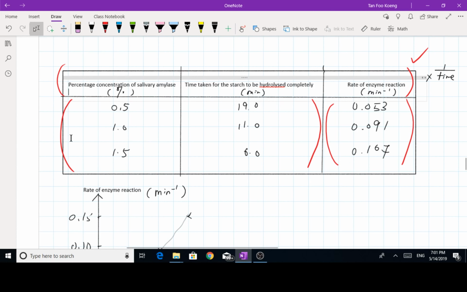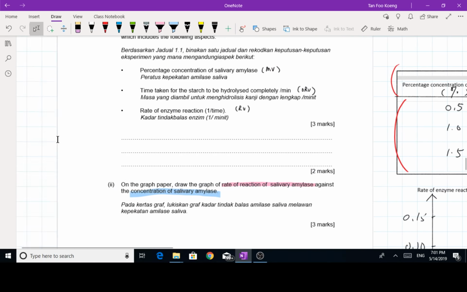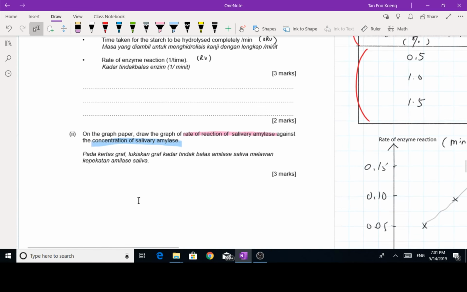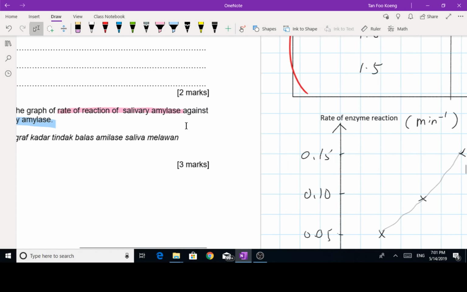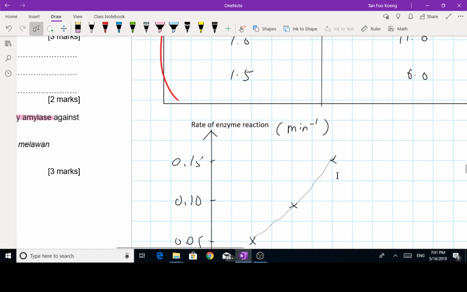Okay, now next one is E2. On the graph paper, draw the graph of Y against X. So the rate of reaction of salivary amylase is the y-axis. Concentration of salivary amylase is the x-axis. Don't mix them up. So this is what we are going to construct.